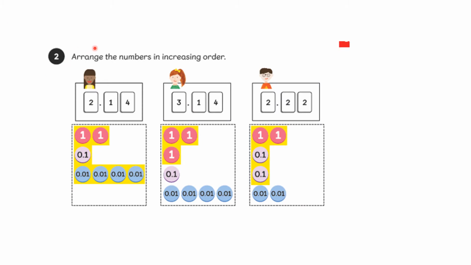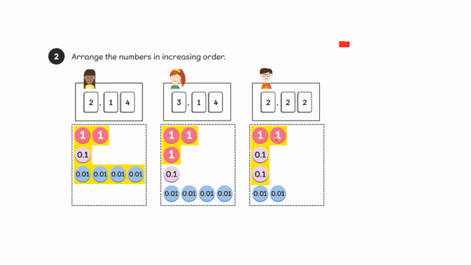Let's have a look at this one. We want to arrange these numbers in increasing order. So we're going to start with the lowest number and then go to the highest. So can you remember what we have to do? First of all, we're going to look at our ones column. So here we have 2, 3 and 2.